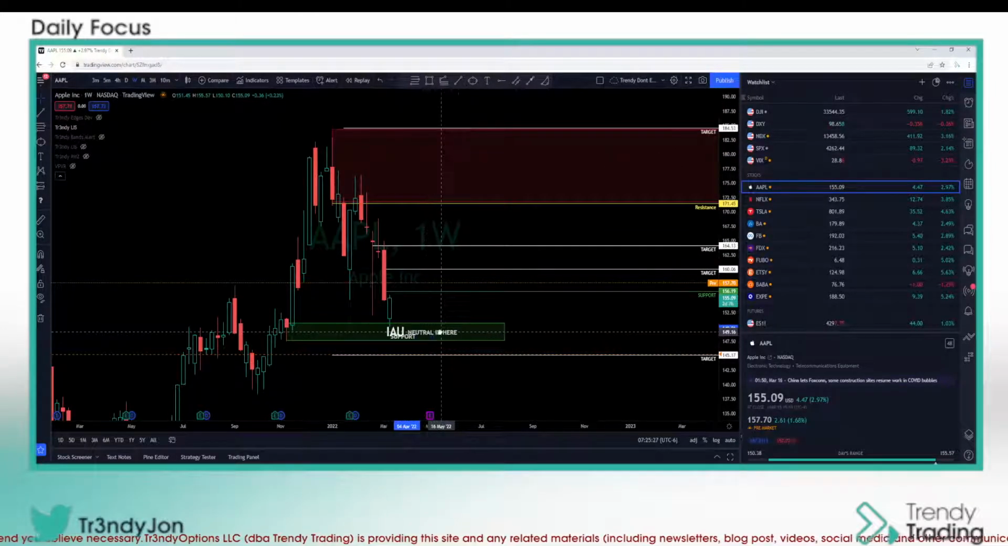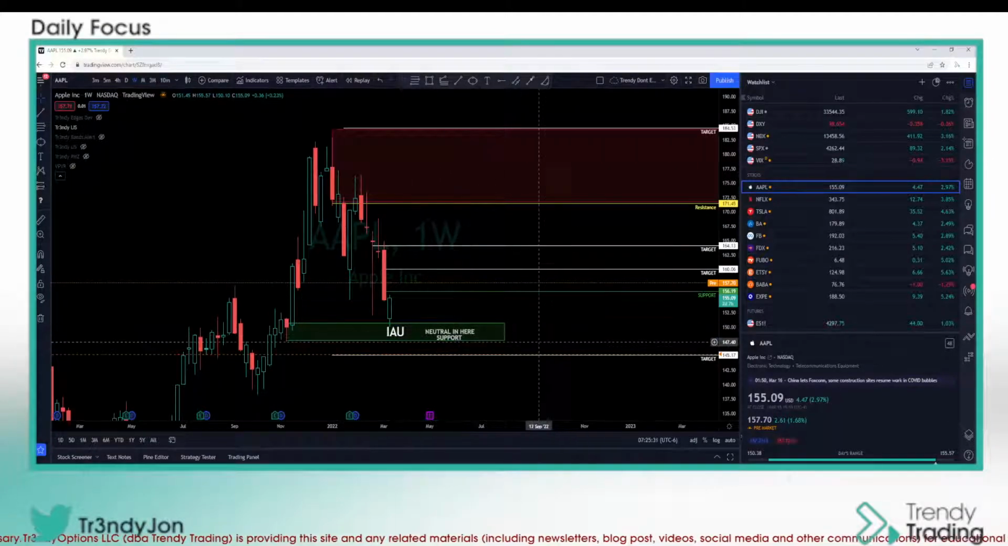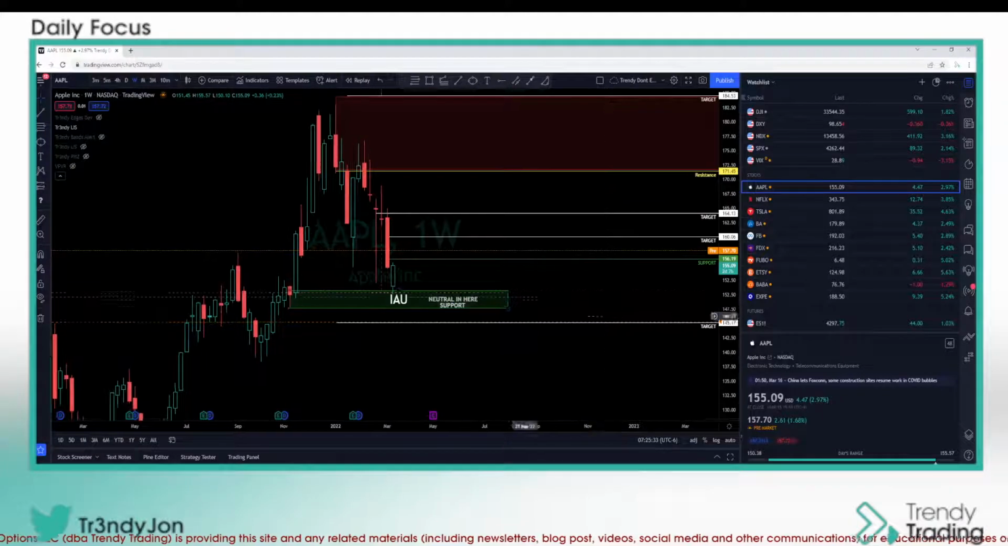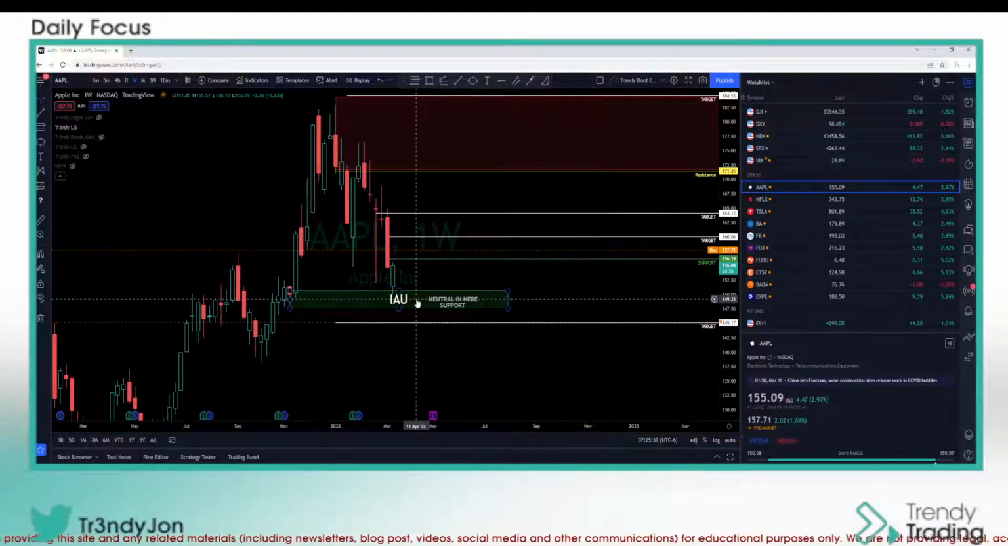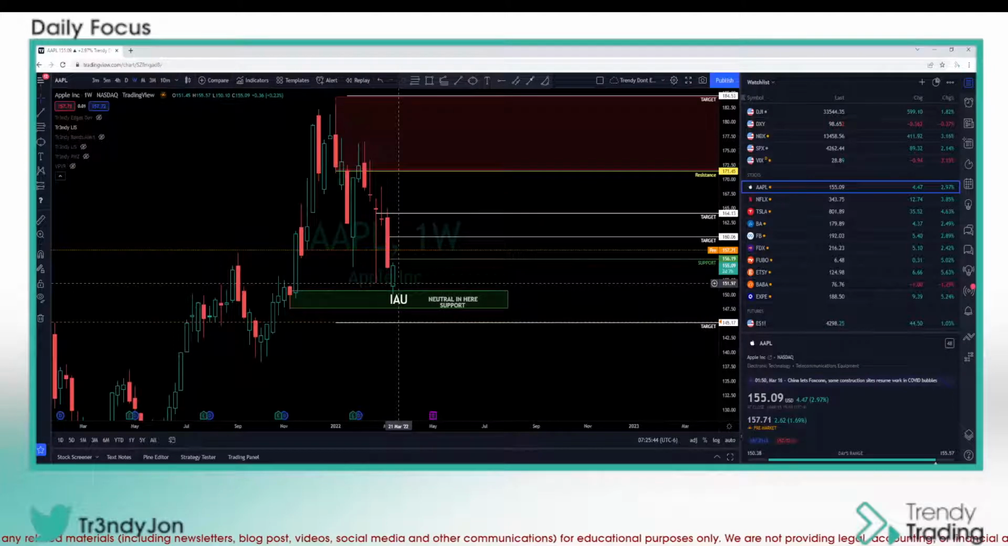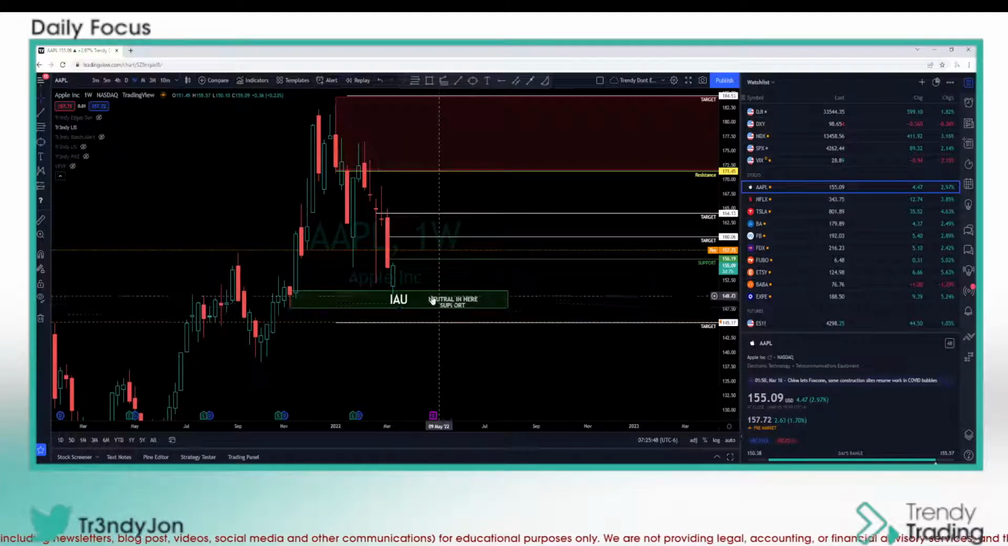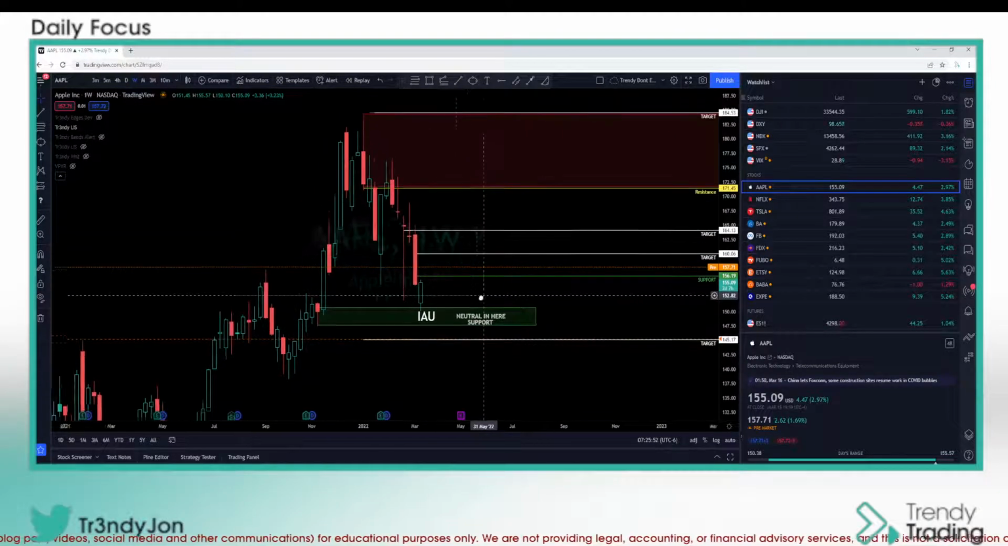Okay, let's go ahead and put that here. And just to explain these really quick, the neutral in here and support, basically we're looking for buyers to step in. We say neutral because I wait for a reclaim here. And again, just like I was showing you on the ES futures, if the market decided to quickly drop through this green box, then we don't do anything. It's pretty straightforward.